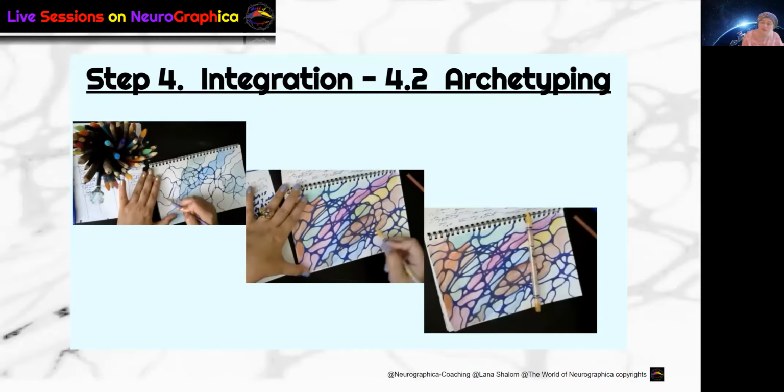smaller fragments will be united together, right? They will be united together, and we start coloring them together, thus forming a huge shape. Why? Why do we need to form a huge shape? Because that huge shape is part of the archetyping.